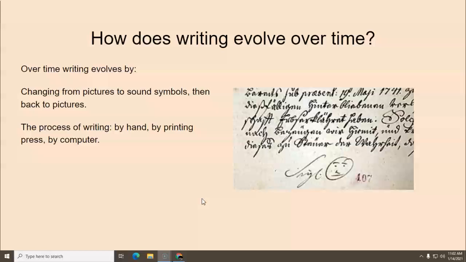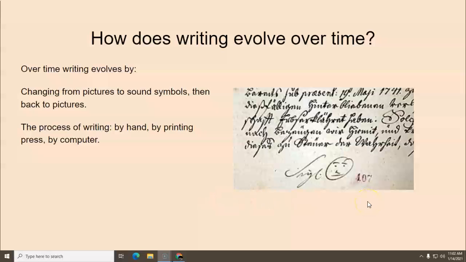So how writing evolves over time. It changed from pictures to sound symbols and then back to pictures again, which is what it's kind of in the process of slightly doing now. And then the process of writing itself has changed too, because it went by hand, whether you were writing on a cave wall or writing on paper of some sort, to being able to be produced by a printing press and mechanical means, to now where it's produced by computers.